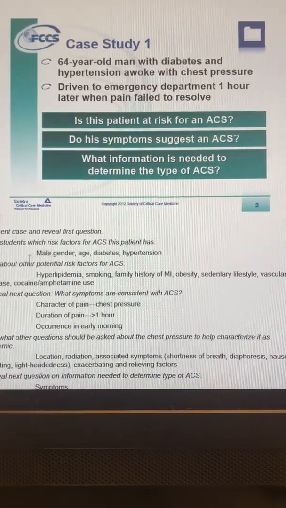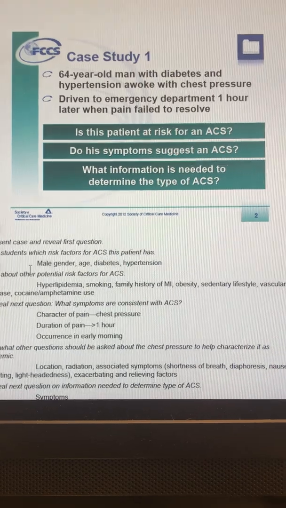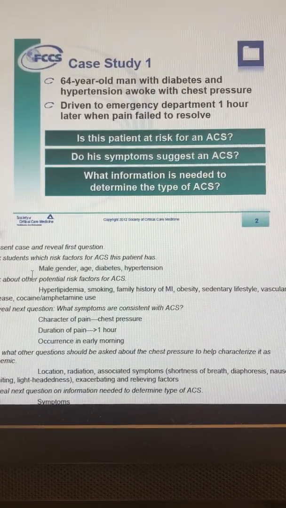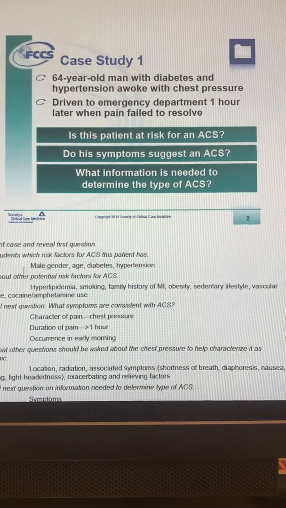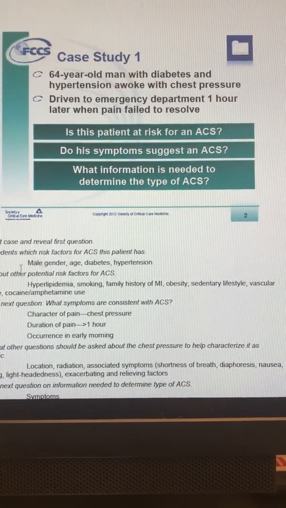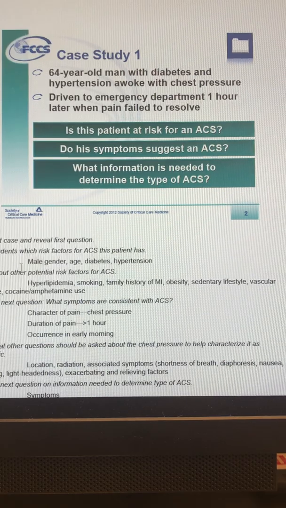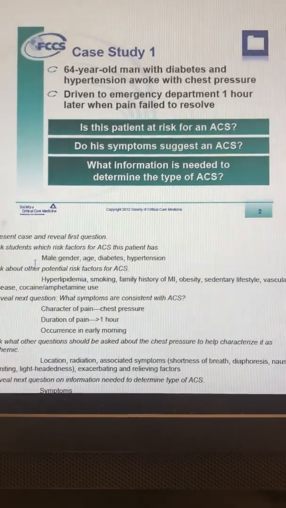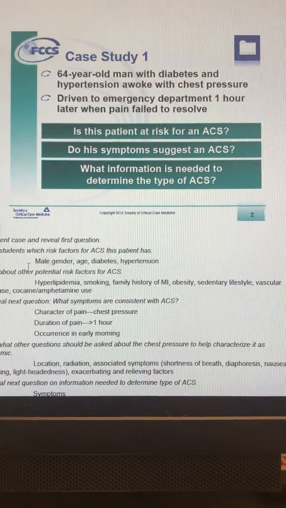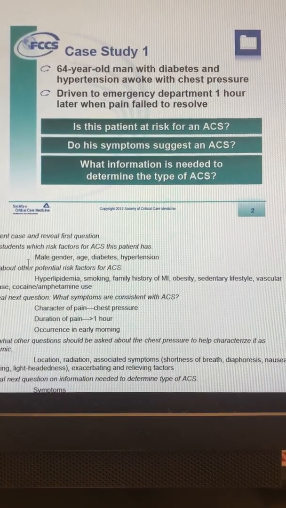Location and radiation are important. We have to ask the patients about associated symptoms. Do they have shortness of breath? Were they sweaty? Sometimes nausea and vomiting might accompany chest pains from acute coronary syndrome or heart attacks. Lightheadedness. So these are the kind of things that we want to ask our patients about.